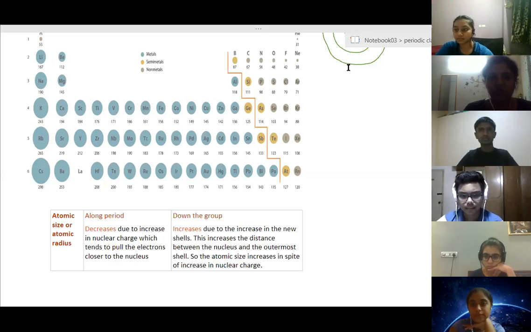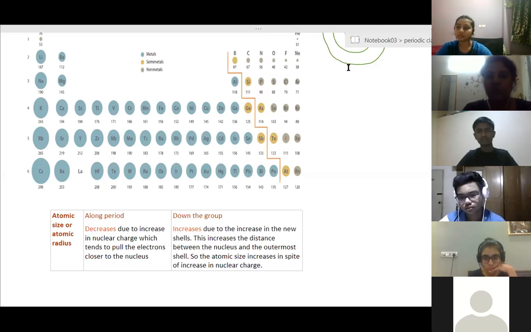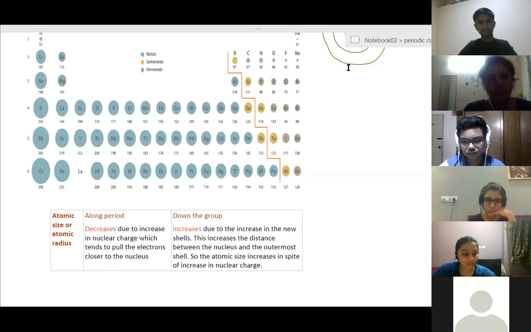So therefore nuclear force of attraction is more in fluorine than chlorine. Chlorine can provide more nuclear charge as compared to bromine. So chlorine can easily gain an electron as compared to bromine. Bromine can easily gain an electron as compared to iodine, because the nuclear charge keeps on decreasing as we move down the group. Clear?